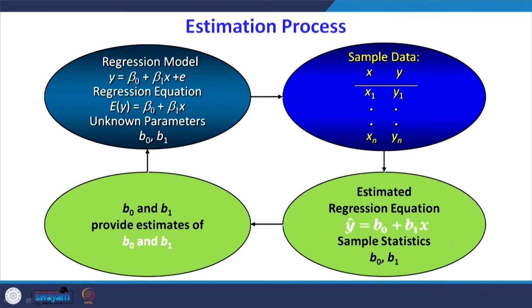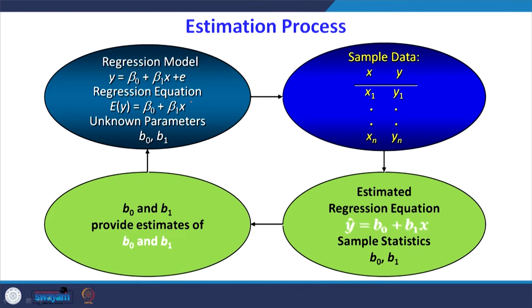Initially we will assume a regression model y equal to beta 0 plus beta 1 x plus e. That regression model we will predict with the help of the regression equation, that is, expected value of y equal to beta 0 plus beta 1 x. You see that in the regression equation there is no error term.